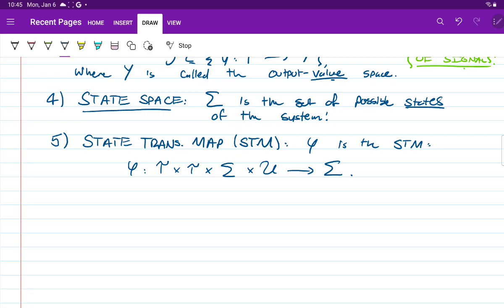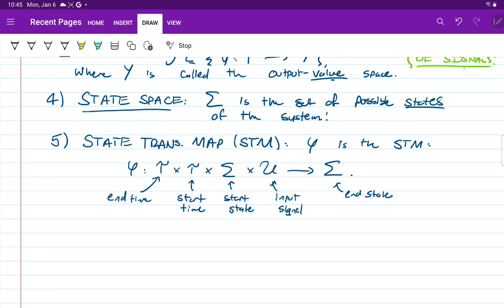All right, so what does this represent? What we do is we take in an end time, a start time, a start state, and an input signal. And what we get back is the end state. All right? So we start at some state sigma, we apply an input signal from our start time to our end time, and where we end up at the end time is the output of this state transition map.